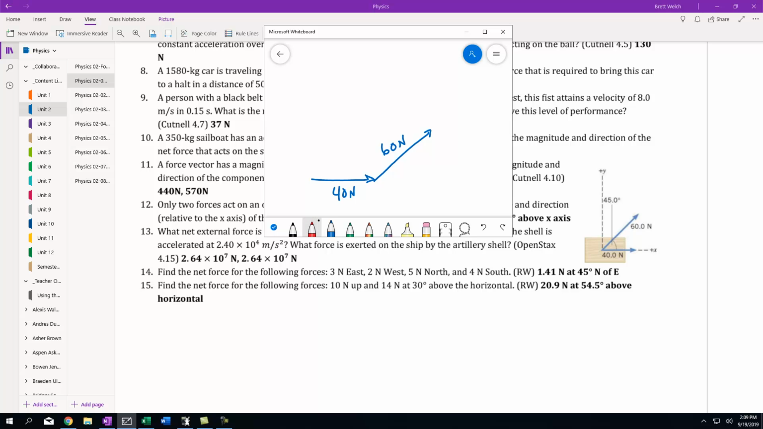And what we really want to do whenever we're adding vectors is go from the beginning to the end all in one constant motion. And so this is what we're really being asked to find, is that red direction there. Now, in order to do that, we're going to have to think about this as a bigger right triangle. What we do know is that this angle here is 45 degrees. We need to figure out the x component here and the y component here of the 60 Newton force.